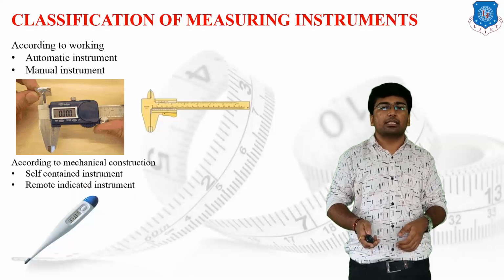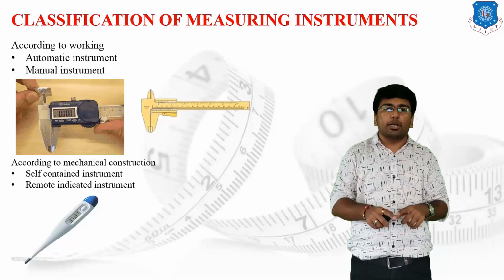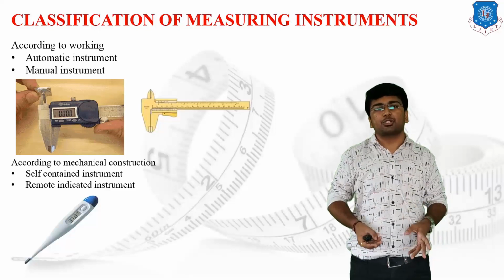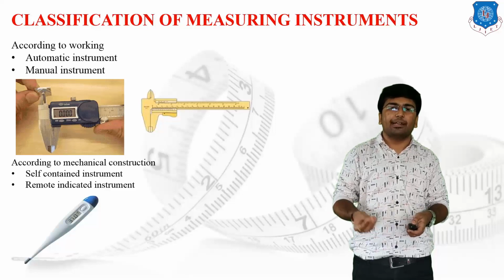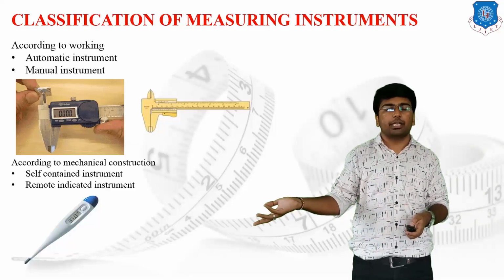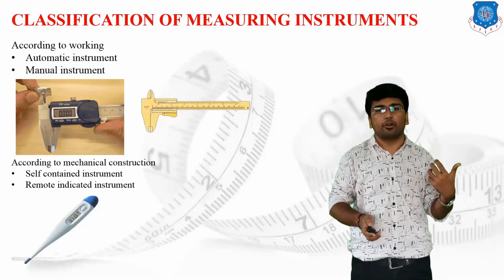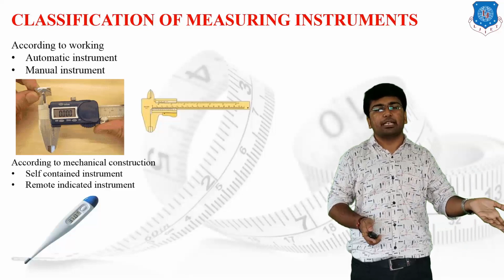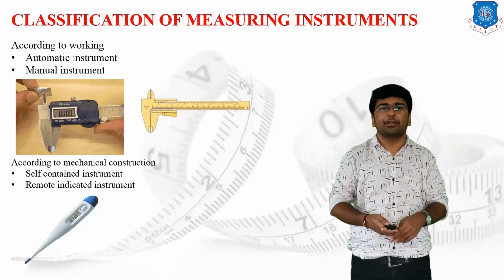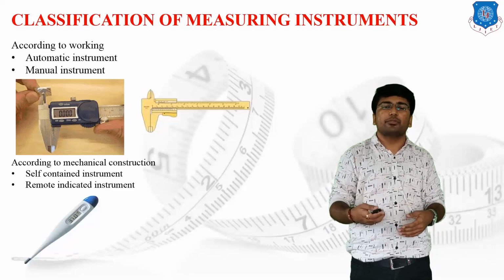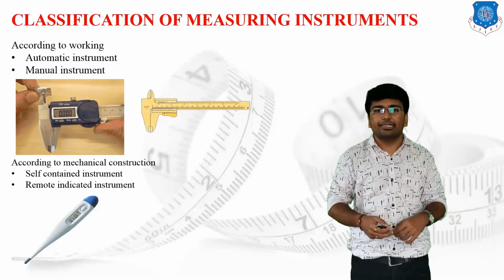The second one, that is the remote indicated instrument. It means within a single body we cannot provide a single instrument. In such kind of instrument, we have provided a sensing probe somewhere in a far located area. The digital display, or the analog display, or whatever the display unit has been provided, is placed somewhere in the nearest location. We are using such kind of instrument where human access is not available inside the factory or inside the setup.